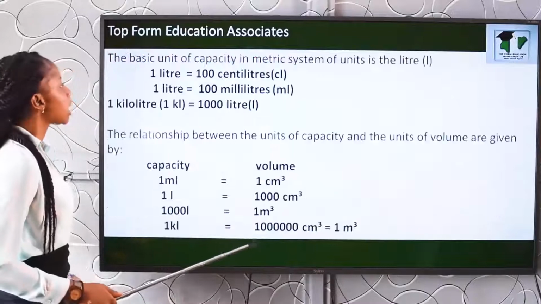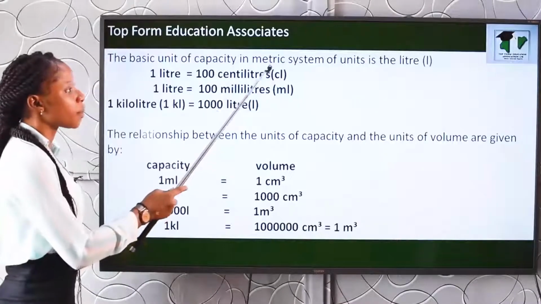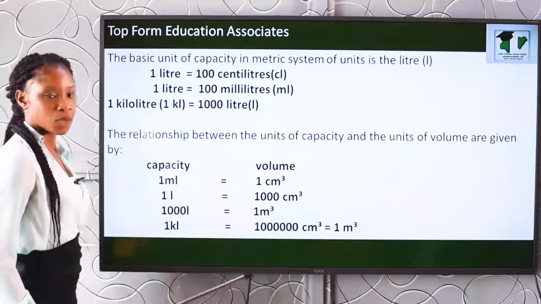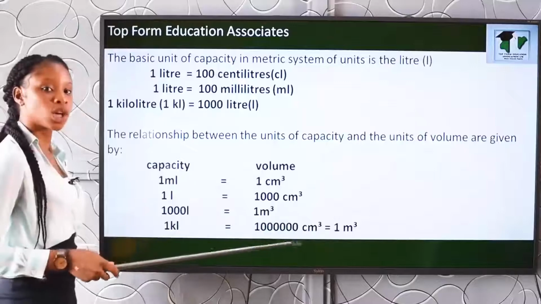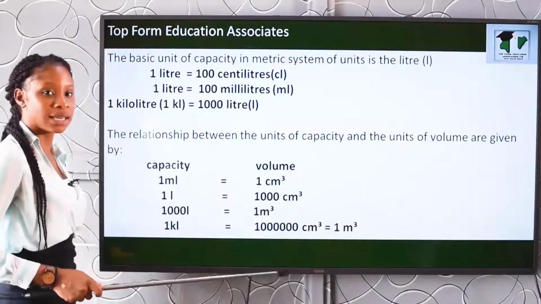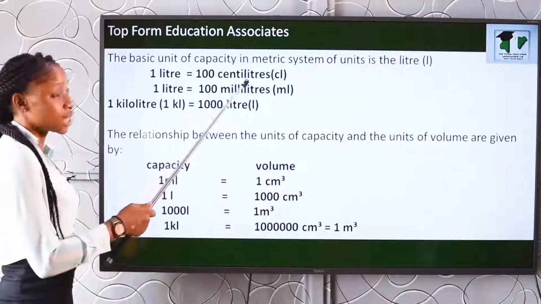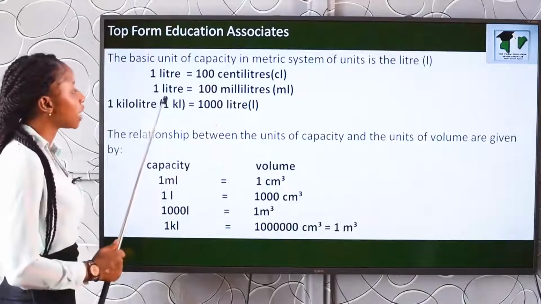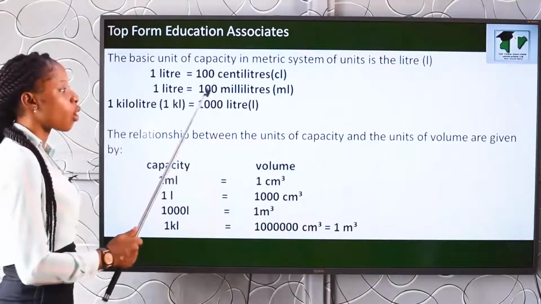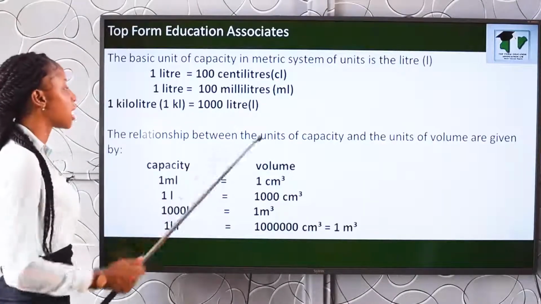That is simply capacity. The basic unit of capacity in the metric system of units is liters. So whenever you're solving a question concerning capacity, you know that you have to leave your answers in liters. Now, 1 liter is 1,000 milliliters, and 1 liter equals 100 centiliters.